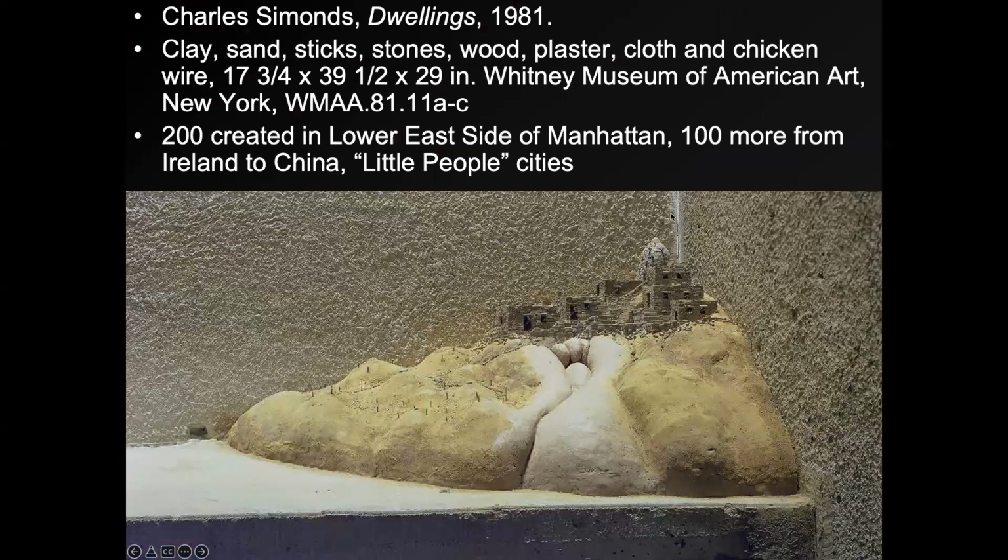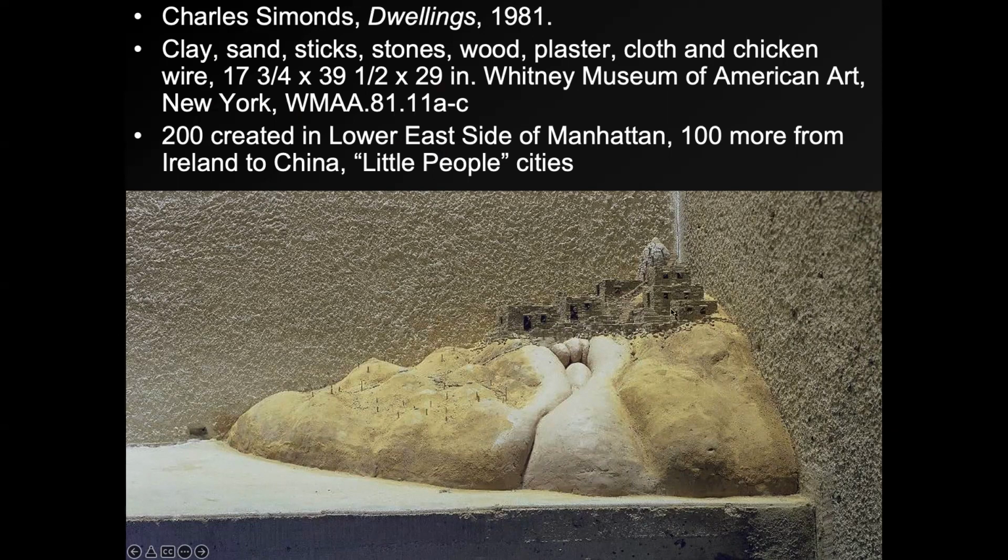This is Charles Simmons, and it's his dwelling series. He actually made 200 of them in the Lower East Side of Manhattan. He's made a bunch of other projects like this since then, and 100 more from Ireland to China. And what he thought of is, these are little people cities, like the ruins of ancient little people cities. So these are basically the sizes of doll houses. And he would just randomly put them into the corners of walls on street corners.